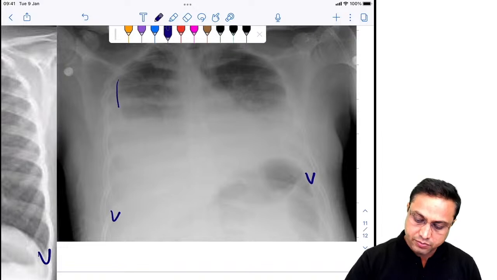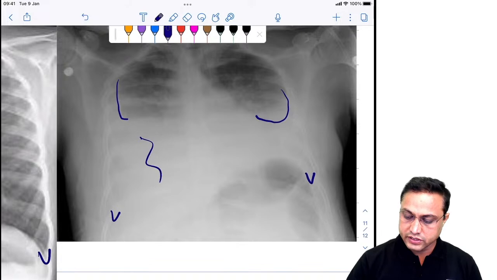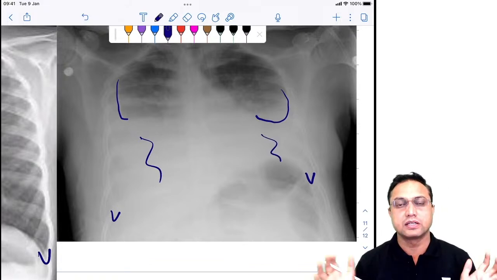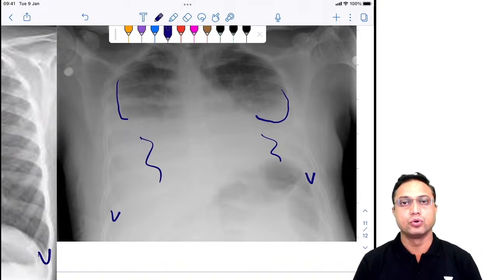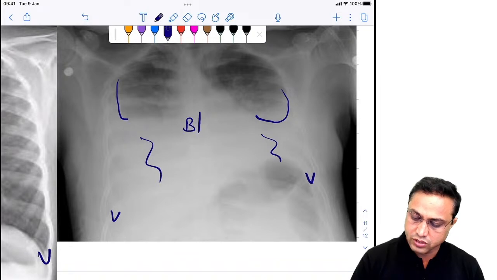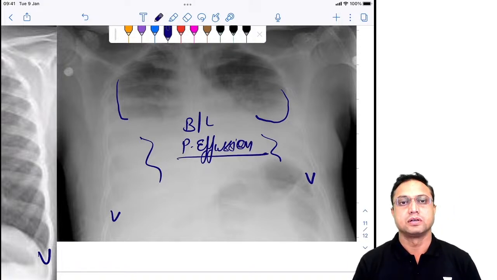Where is the CP angle? The CP angle has totally gone up to this level. This thing is fluid, and this fluid has compressed both of the CP angles, or the lower part of the lungs, and this is because of pleural effusion, or extra accumulation or collection of fluid in the pleural space. So yes, there is no CP angle. Vash, I appreciate your answer. So it is going to be a case of bilateral pleural effusion. So there is blunting of the pleural spaces, right?